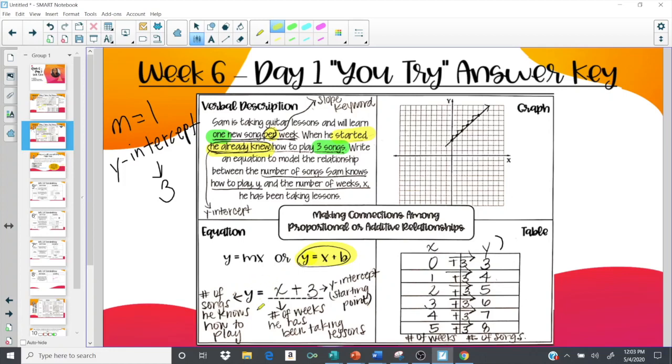Okay, so the equation is now y is equal to x plus 3, where y is equal to the number of songs he knows how to play, and x represents the number of weeks he has been taking lessons.